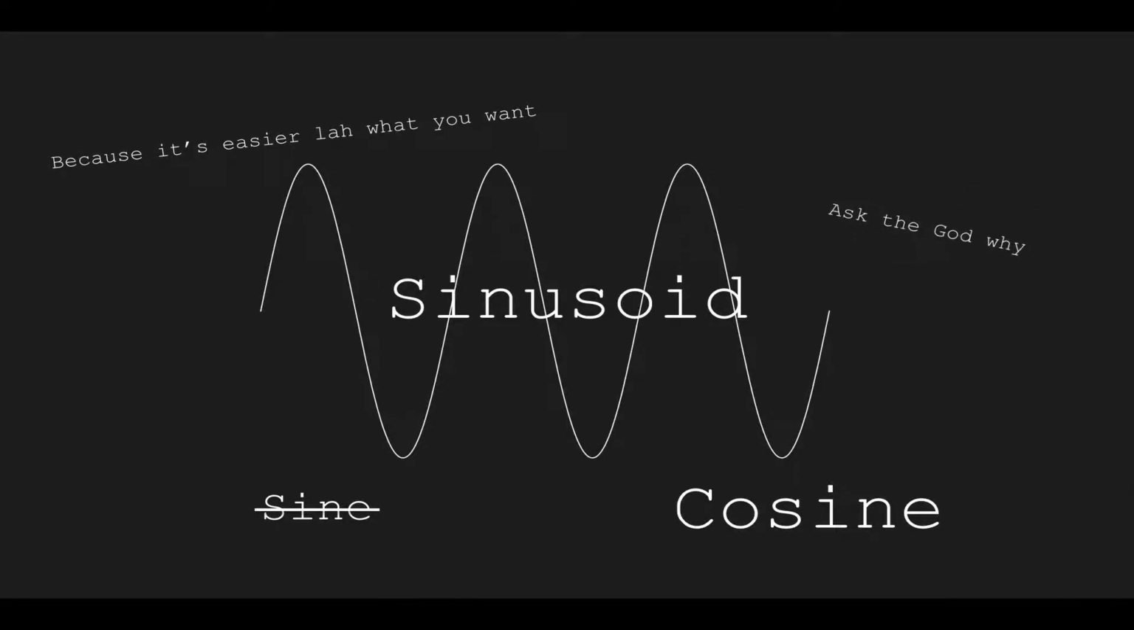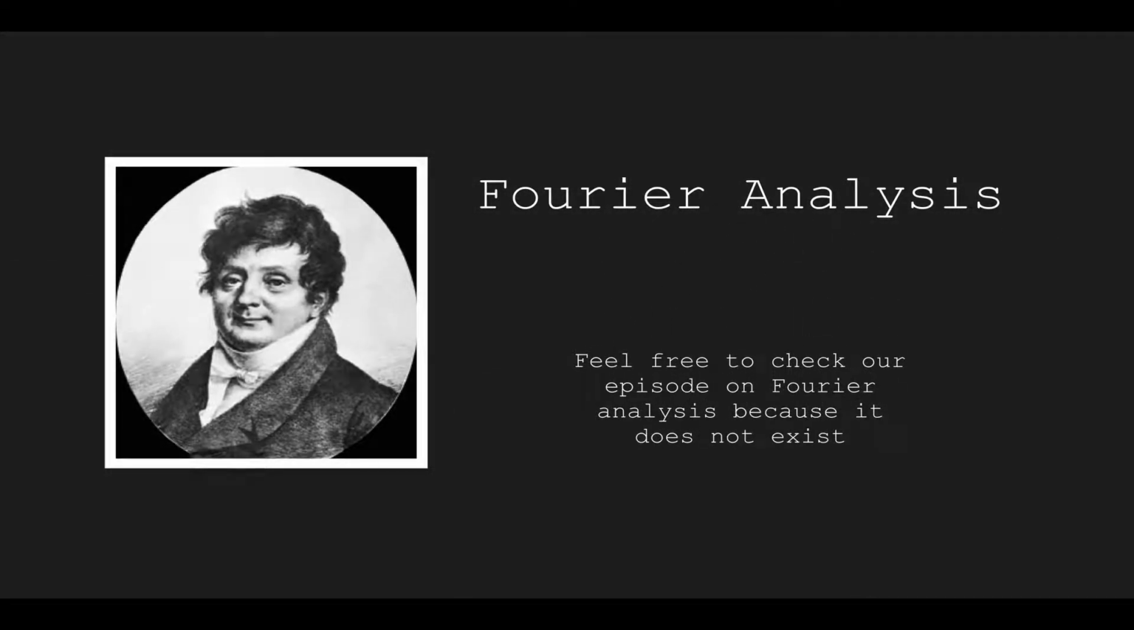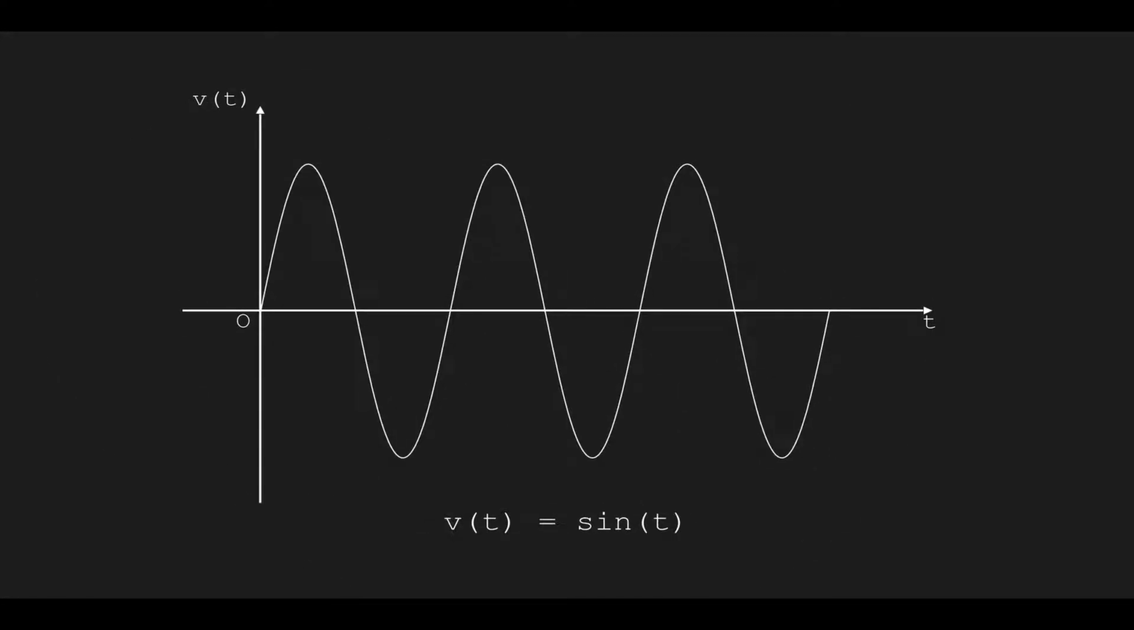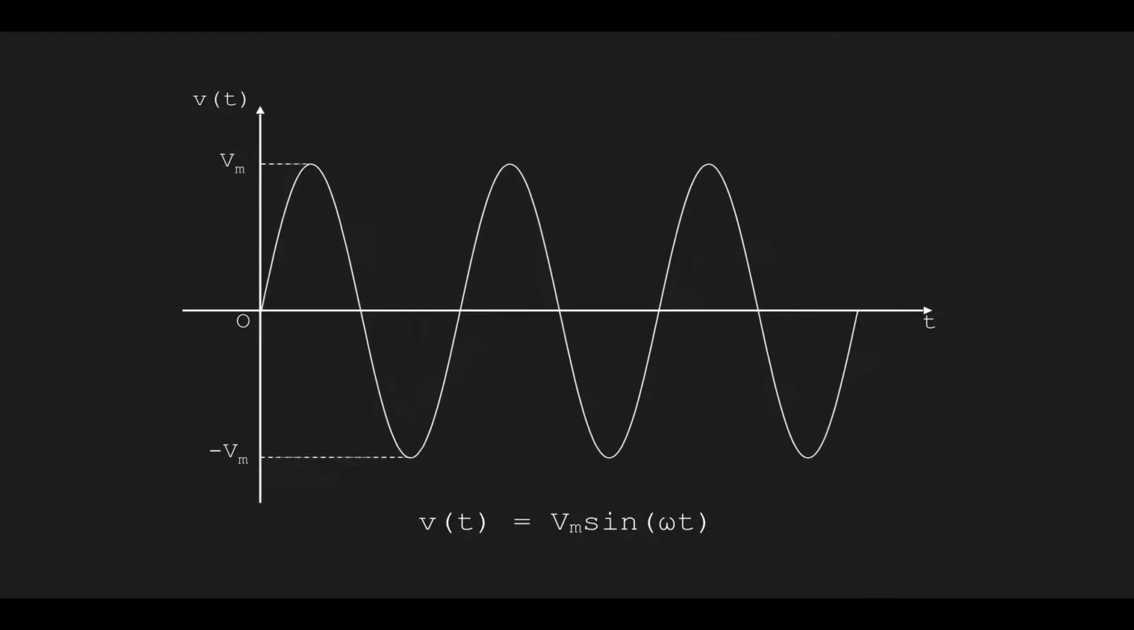So why are we interested in sinusoids? Because nature is characteristically sinusoidal, and Fourier analysis shows that any practical periodic signal can be represented by a sum of sinusoids. So the expression for this sinusoid will be V(t) equals sine t. We can scale it along the y direction by a factor Vm, so Vm will be the amplitude of the sinusoid. We can also scale it along the x direction by a factor omega, so omega will be the angular frequency of the sinusoid. You will know why it's called this.